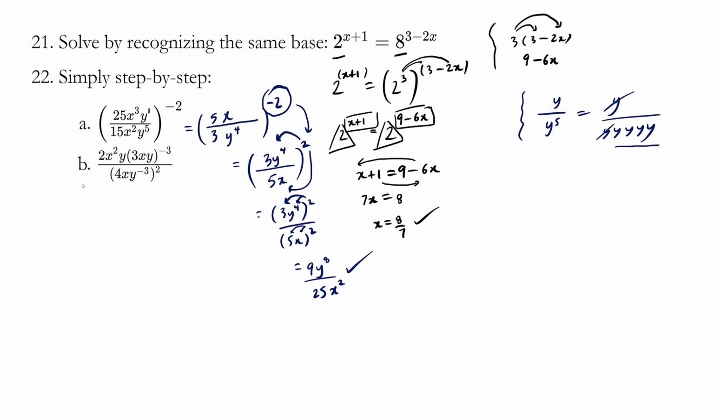Let's try 22b. Okay, so I noticed that there's some negative exponents here. So why don't we move this entire base down here and change the sign? So we're just going to copy down the 2x squared y. We're going to draw a nice long division sign. Because we moved it down, this is going to be 3xy all to the positive 3.